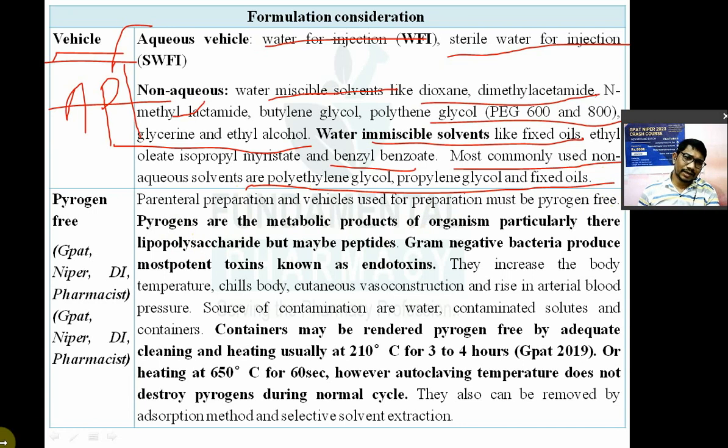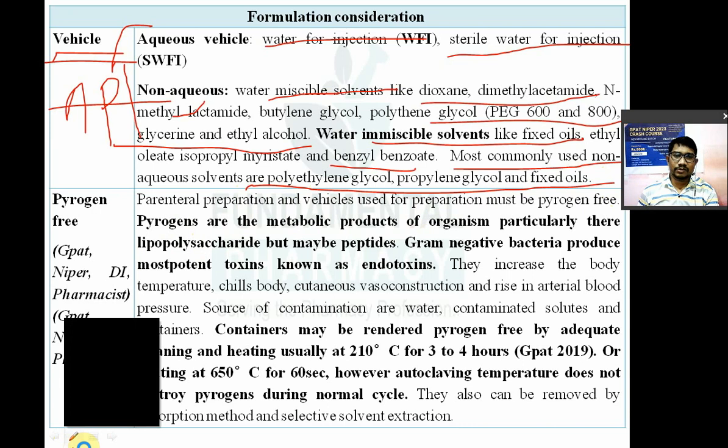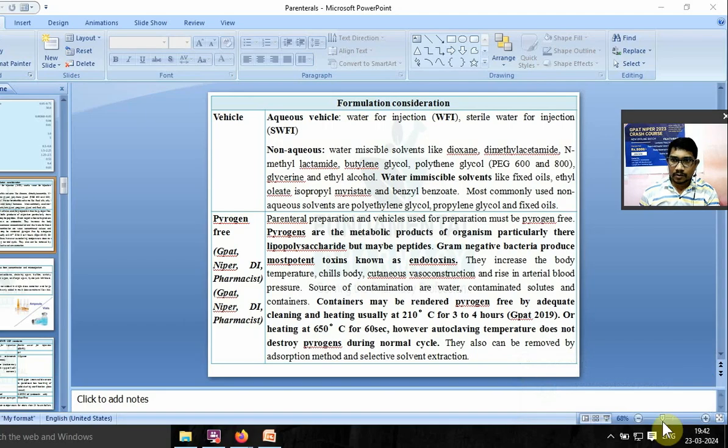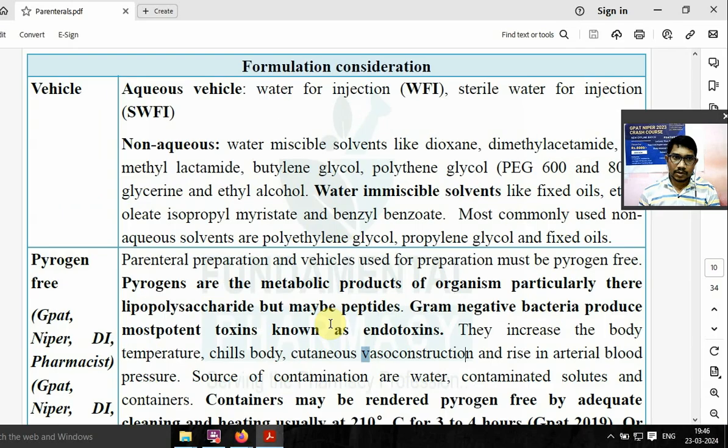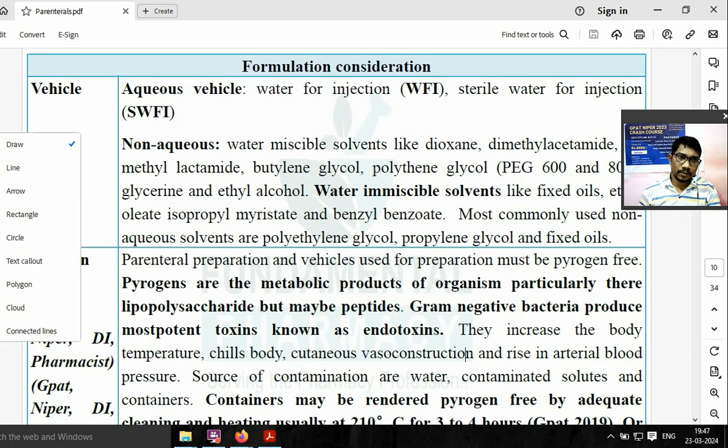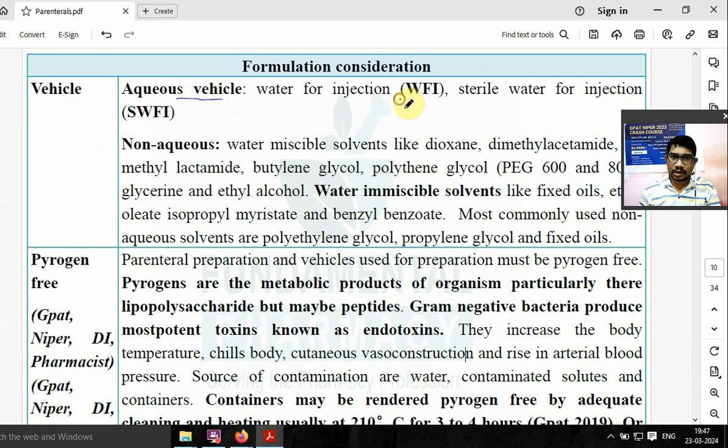So here you have to remember that along with the API you need a vehicle. And there are three types of vehicles: aqueous, non-aqueous, and water immiscible. Aqueous, non-aqueous, water immiscible. Are you getting? These are the vehicles used. So the first vehicle we have seen is the aqueous vehicle, that is water containing, water for injection, sterile water for injection. Right? In non-aqueous you will have water miscible solvents like dioxane, dimethylacetamide, etc. Third, water immiscible solvent or oily vehicle.